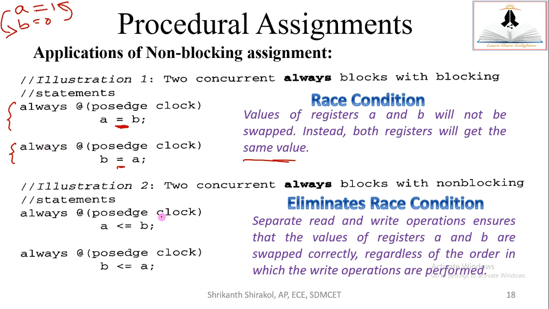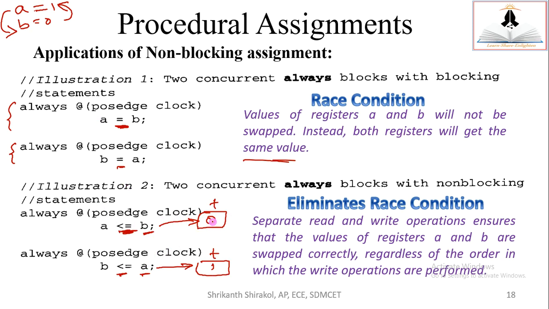Whereas in the non-blocking statement, in this case I have just changed to non-blocking statements. What happens is separate read and write operations ensure that the values of registers A and B are swapped correctly, regardless of the order in which the write operations are performed. So first B is read, A is read. What is B's value? According to this, 0. It is read already. It will be stored in some temporary variable. A's value is 1. It is stored in some temporary variable.